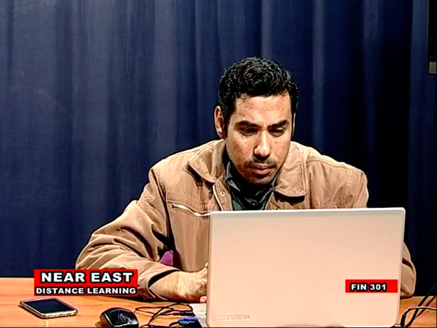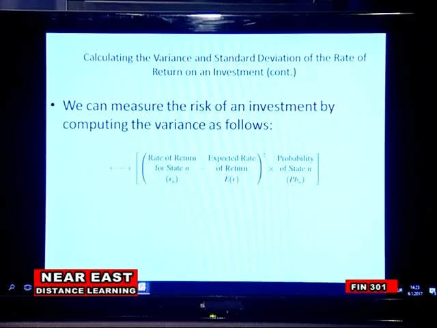Calculating the variance and standard deviation. We can measure the risk of an investment by computing the variance with this equation: rate of return for each asset minus expected rate of return, squared, multiplied by the probability of the state for each asset.